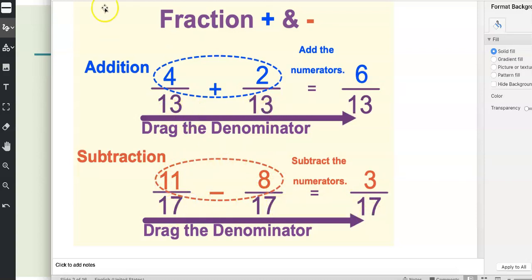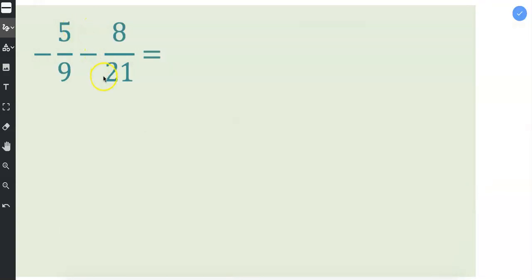Now, if the denominators are not the same originally, we need to change the fractions so that they have the same denominator. We need a common denominator. So we need to find the common denominator between 9 and 21. And to find the least common denominator, I'm going to write out the multiples of 9 and the multiples of 21.